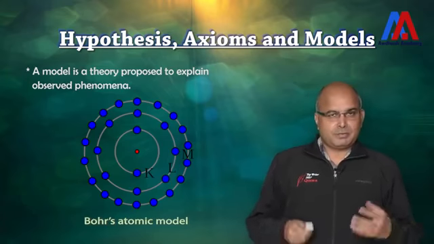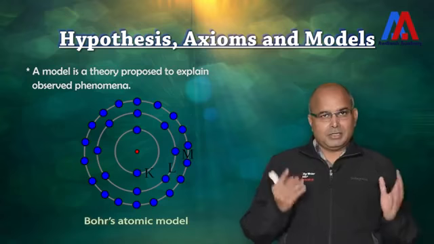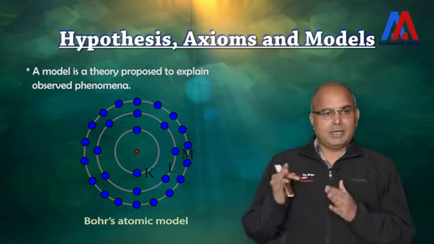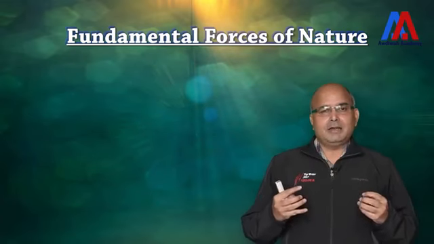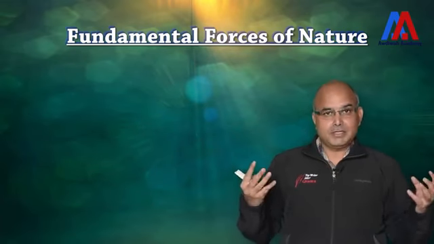So this was a model which was proposed by Bohr. So you understood what a hypothesis, an axiom and a model are. Now I would also like to explain that there are basically four types of forces in nature. There are different types of forces which are working and keeping the universe intact.